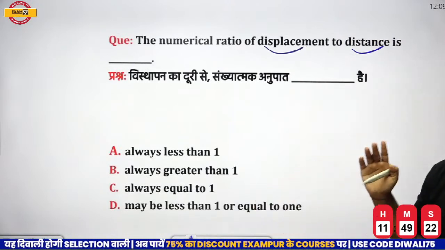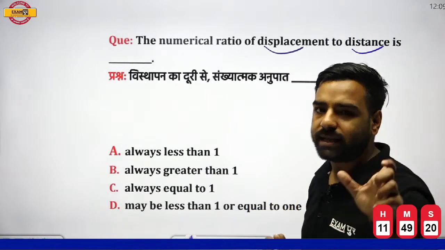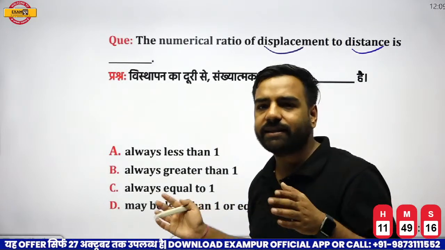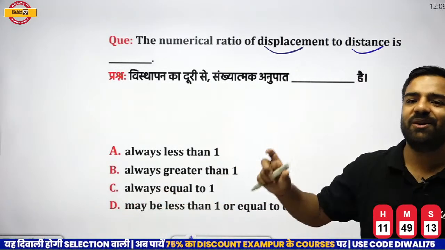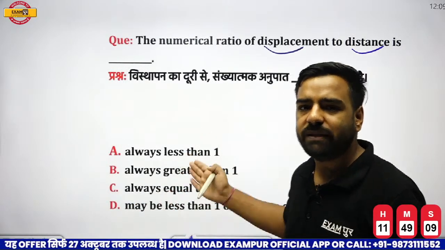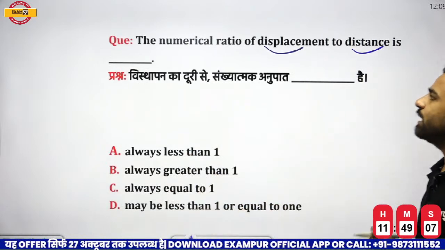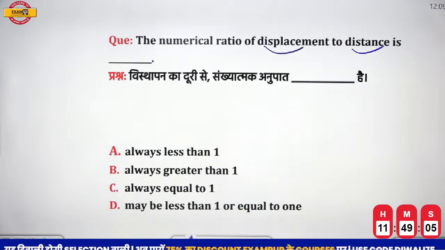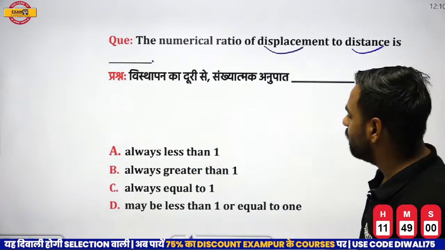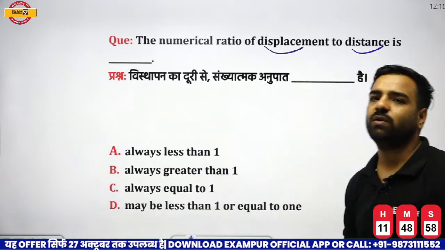Is there any doubt, Anil, Ankit, anyone who wants to ask, sir, what is the difference between displacement and distance? I guess this point is clear to everyone, right? What is distance, what is displacement? If anyone wants to ask me, please let me know. Otherwise, please give me this answer. The numerical ratio of displacement to distance is dash. Always greater than 1, always less than 1, always equal to 1, maybe less than 1 or equal to 1. What is the correct answer?